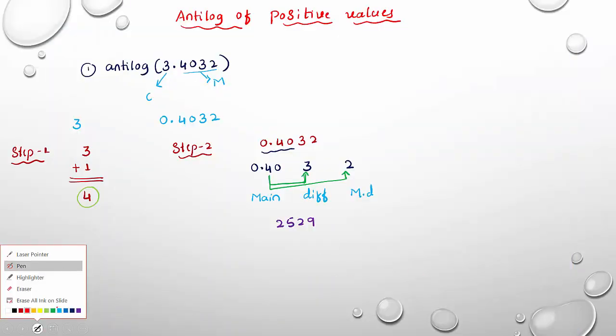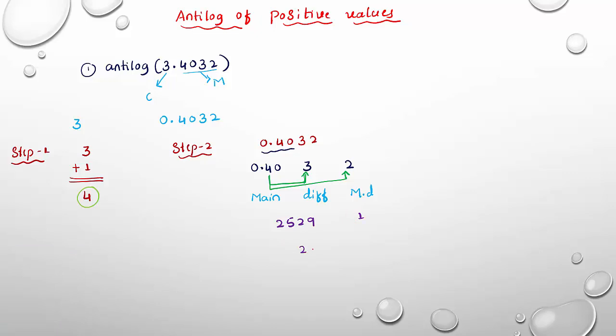2529 is observed in the difference column. Now here we got the number 1. We have to add these two numbers. 2529 plus 1. So 9 plus 1 will be 10, and 2 plus 1 will be 3. So we got 2530. This is step 2. So what is step 1? We have to consider the digit before the decimal point, which is called the characteristic. The characteristic should be increased by 1. So 3 plus 1 is 4.